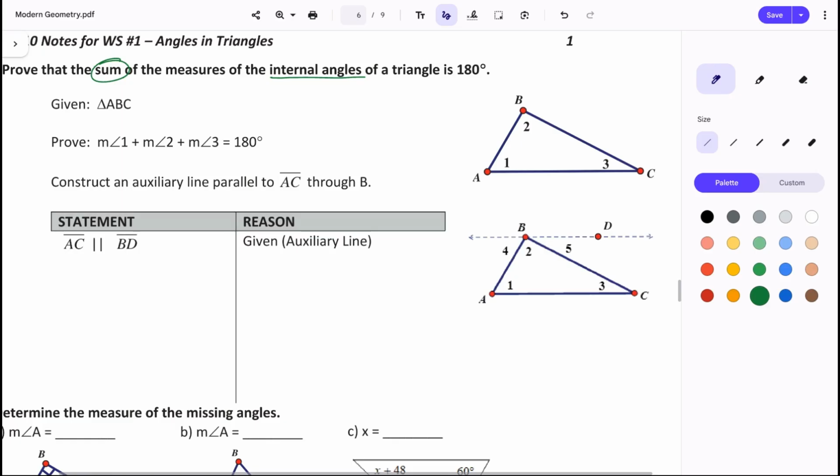I circled a couple things and I underlined something. What does that word sum mean? You're adding, right? So they're talking about if we add the three angles together in a triangle, that they should equal 180. But they specifically say the internal angles, okay?